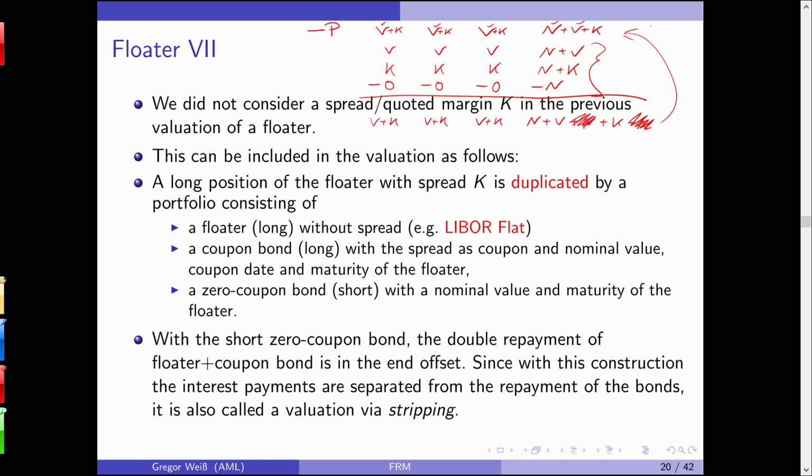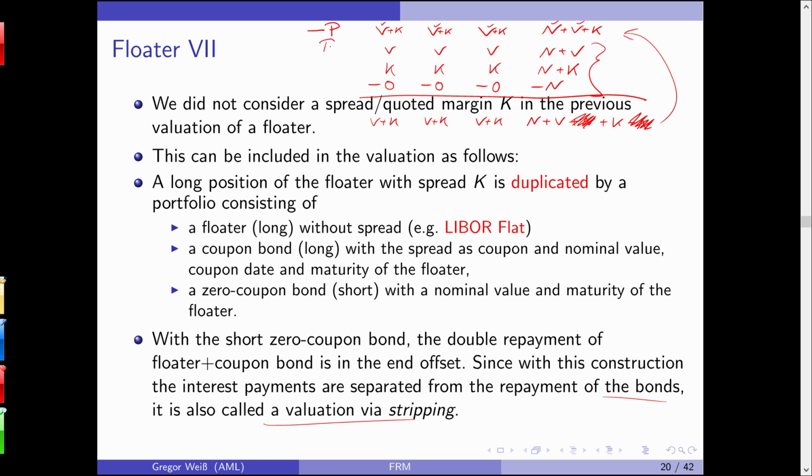And with a short zero coupon, this double repayment of the floater coupon is offset. And this construction, this idea of separating the repayments of the bond, is also sometimes called stripping. If you want to take the variable interest or the fixed interest rate payments out of the bond, and you are in fact not interested in the notional, you can do this by stripping the coupon payments from the bond, by adding a zero bond in a short position. This is called stripping. And of course, this is valuation via stripping.